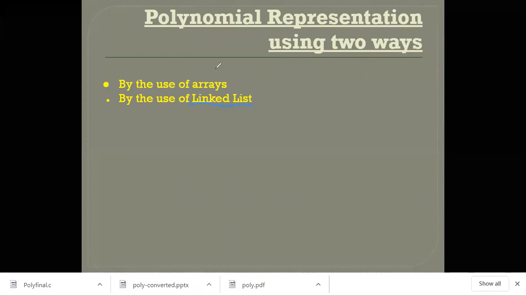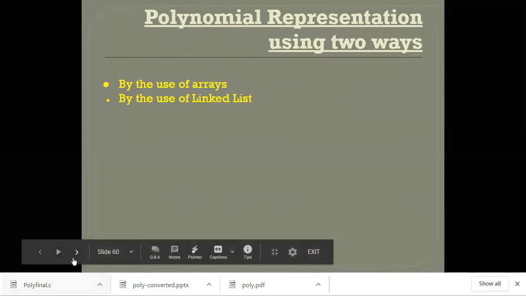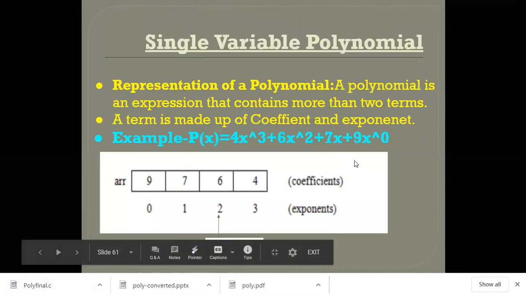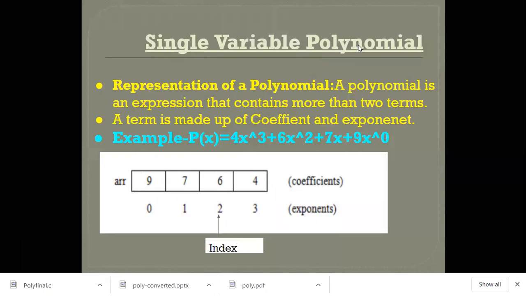Okay, so basically the polynomial is represented in two ways: first one by use of arrays, and second one is linked list. So we concentrate on how it will be represented. Next will be the representation of polynomial. Look, this is a single variable polynomial. So what is the representation of polynomial?